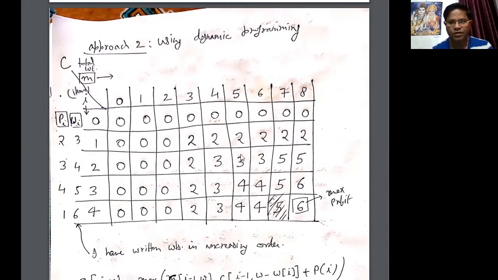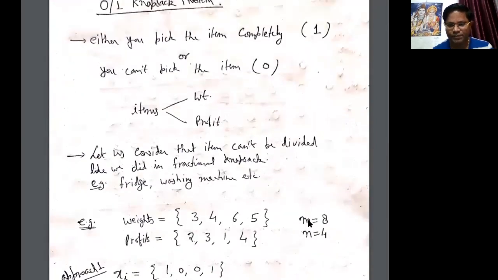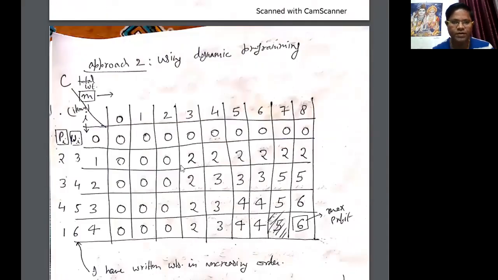As you see on your screen, there is a matrix, and in the horizontal direction, I have written some numbers starting from 0 to 8. What are these numbers? These numbers are basically the capacity of the knapsack. Our knapsack capacity is given as 8, so we are starting our capacity from 0 to 8. 0 means we are not placing any item, and 8 means we are placing the total capacity.